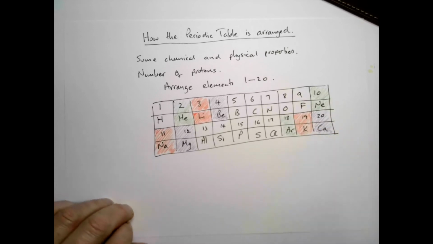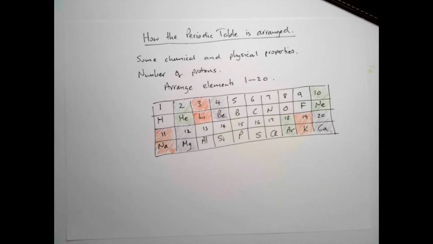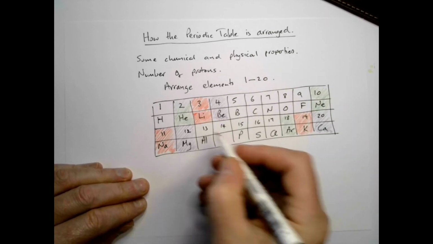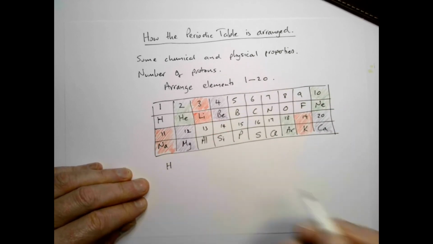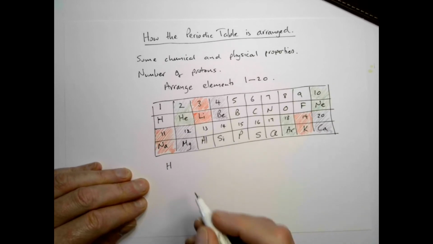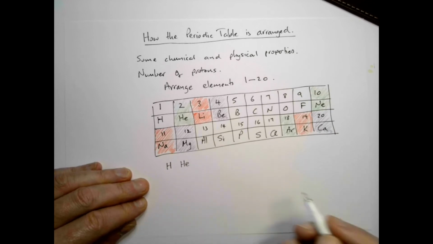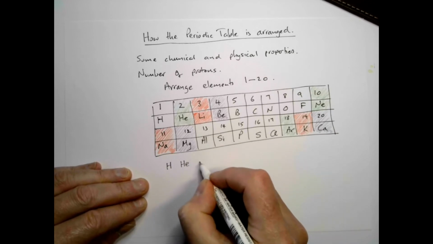Okay, so can I rearrange my table to get the properties on top of each other? Essentially what I want to do is, I've got my hydrogen here. Well, I can't really do much with hydrogen. I've got helium. Well, let's put helium in here. And then I've got lithium.